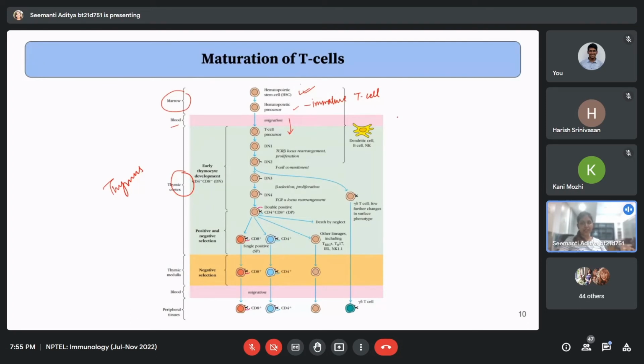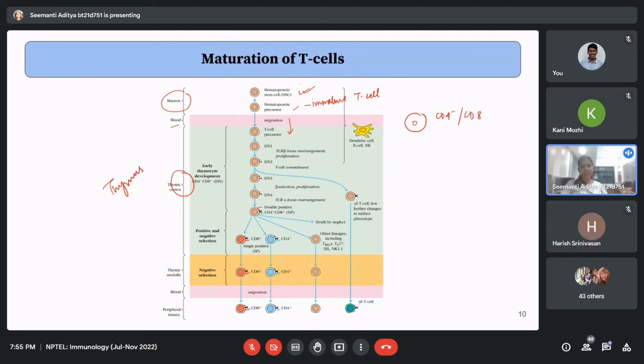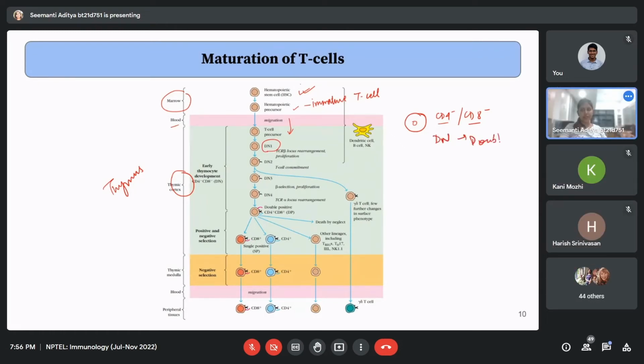When a T cell is first generated, it does not have any CD4 or CD8 on its surface. These are marker molecules for T cells, and only if CD4 and CD8 are expressed on its surface can we conclude that this cell is a T cell. All the cells have their specific markers, and for T cells it is CD4 and CD8. So initially, after being generated in the bone marrow and migrating to the thymus, it does not express CD4 or CD8. These are known as double negative cells. DN stands for double negative.